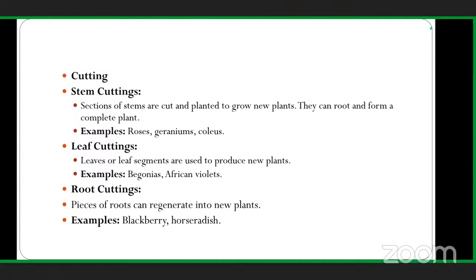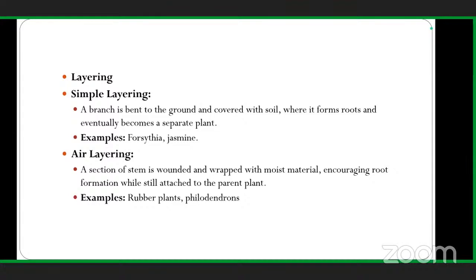Next is leaf cutting. Sometimes leaves are also cut from one part and inserted into the ground in another part. Examples are begonias and African violets. Next is root cutting. Like stem and leaf, roots can be cut too. Pieces of root can regenerate into new plants. Examples are blackberry and horseradish.